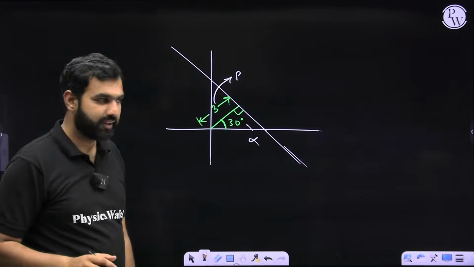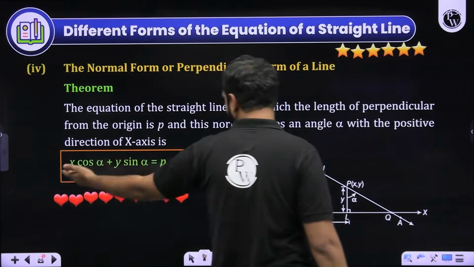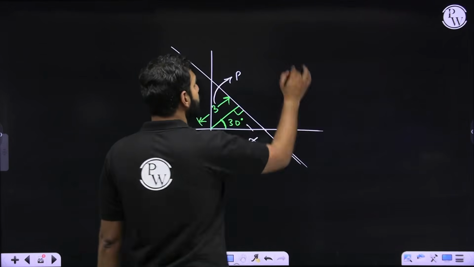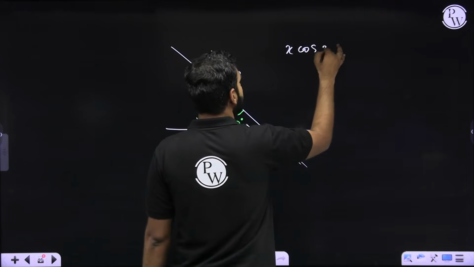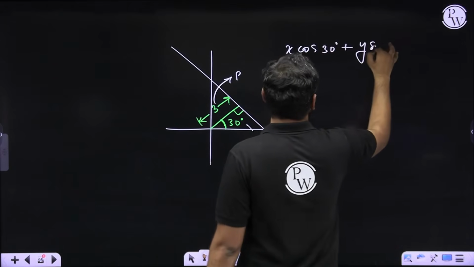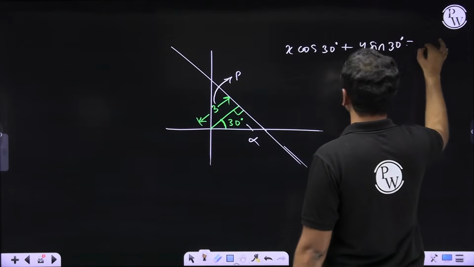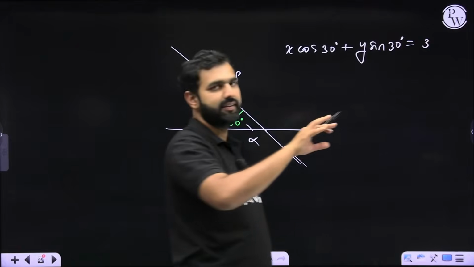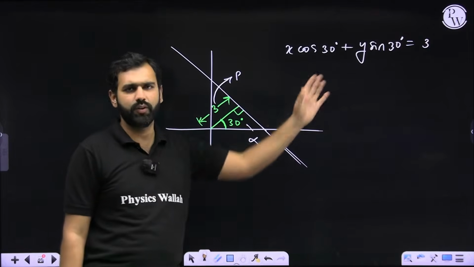So I hope we have everything, because how do we write the equation of the line? x cos alpha plus y sin alpha is equal to p. This is going to be x cos 30 plus y sin 30 is equal to p. What is p? p is 3. I hope you can simplify this. You can find the value of cos 30 and sin 30, and then you can simplify this.